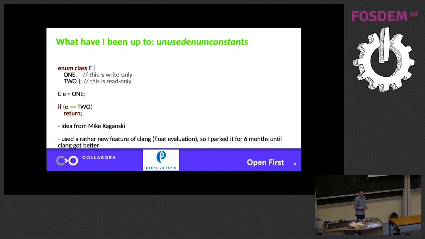Unused enum constants. I initially wrote this to look for enum constants where you've got an enum, and one or more of the constants is not touched at all. That's a relatively straightforward case. So I cleaned out all of the dead cases where they made sense to do so. Again, there's an idea from Mike Oginski.